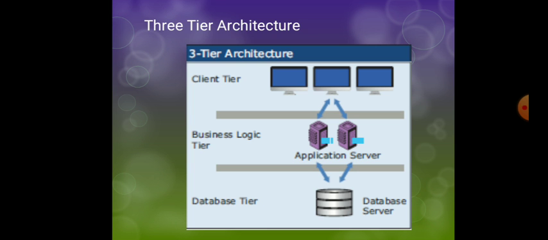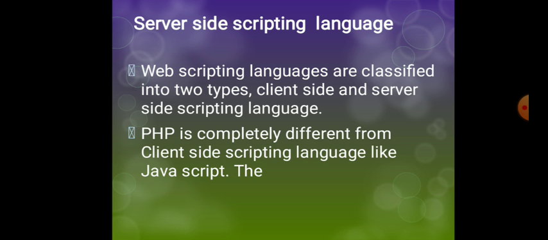Database tier is fully dependent on the storage of the content. The business logic tier is going to be the application server, which is going to interact or intermediate between the client and server. Server side scripting language. Web scripting languages are classified into two types, client side and server side scripting language. PHP is completely different from client side scripting languages like JavaScript.